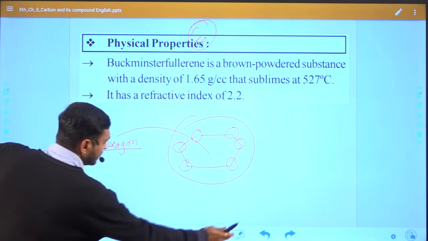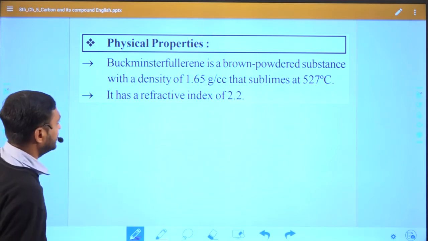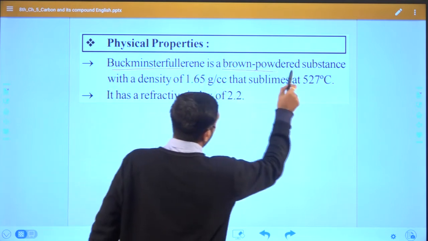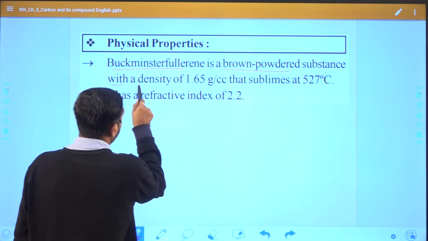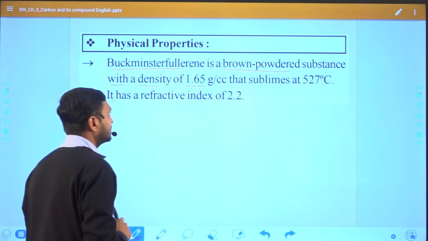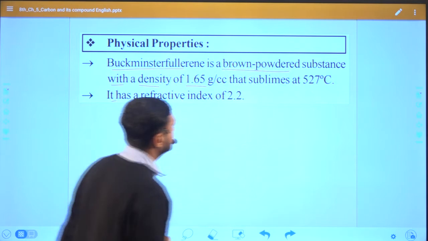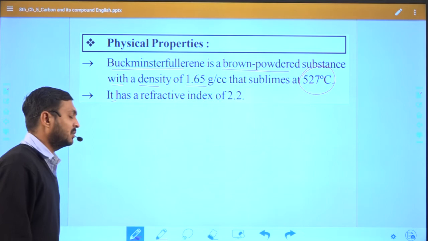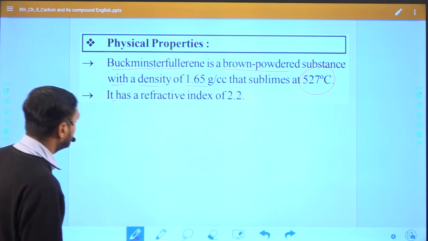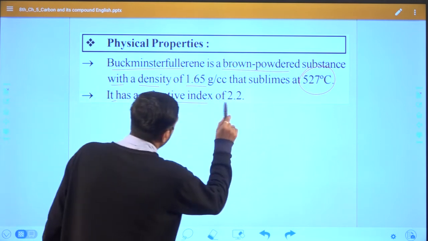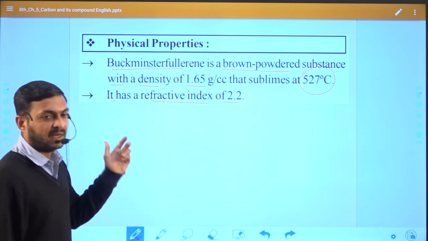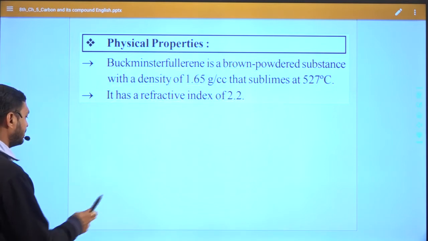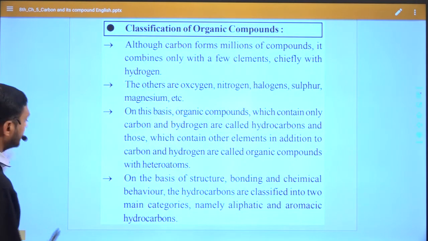Now you can see the physical properties. Buckminsterfullerene is a substance with density 1.65 gram per cc, and it sublimes at 270 to 275 degree temperature, and the refractive index is 2.2, as we discussed in the previous structure as well. So this is basic information. It is not conceptual.